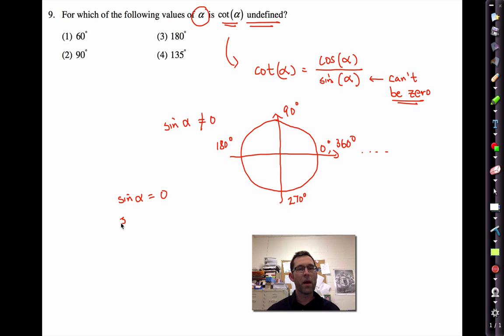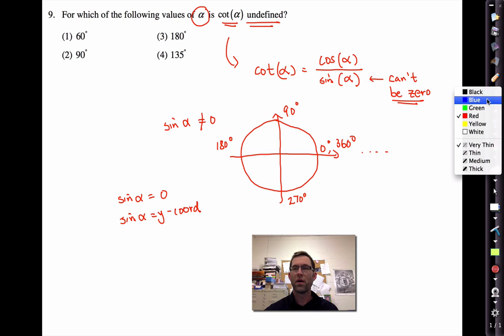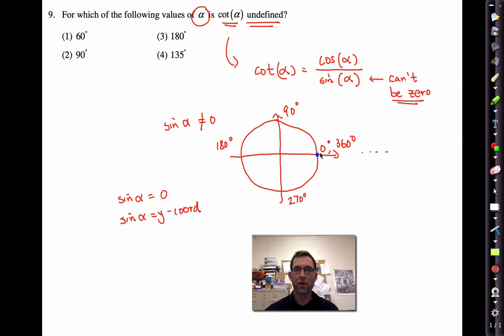But remember, the sine is equal to the y coordinate. Well, where's the y coordinate equal to 0? It's definitely going to be equal to 0 here, and definitely equal to 0 here. So the cotangent will be undefined at 180.